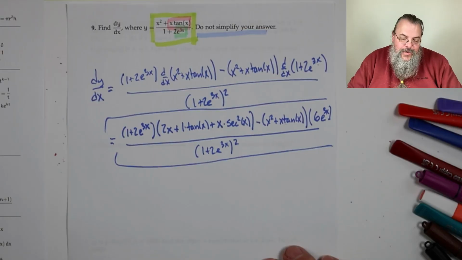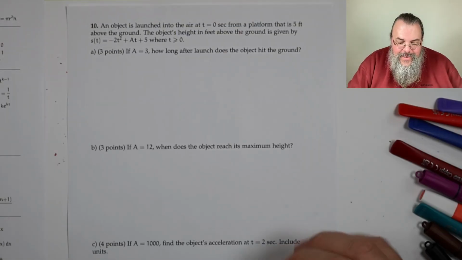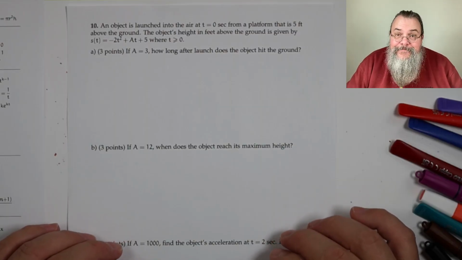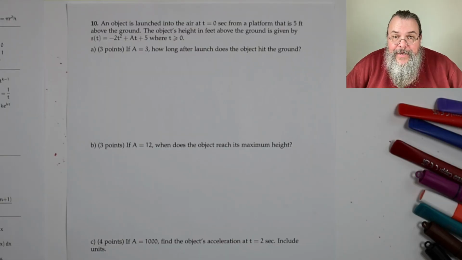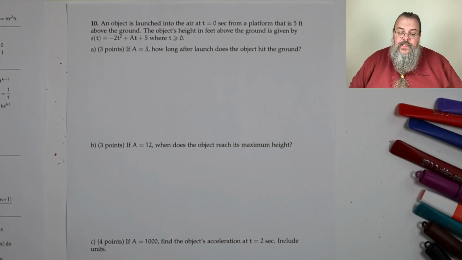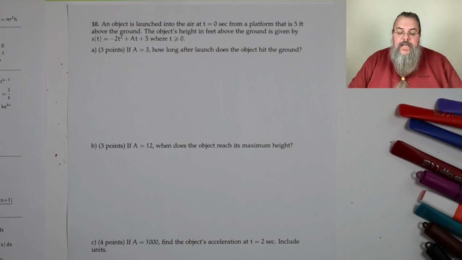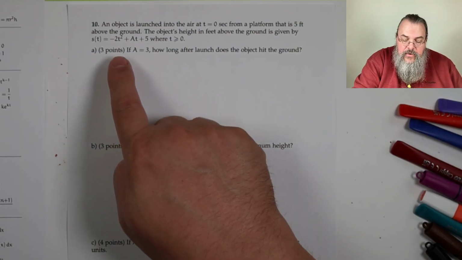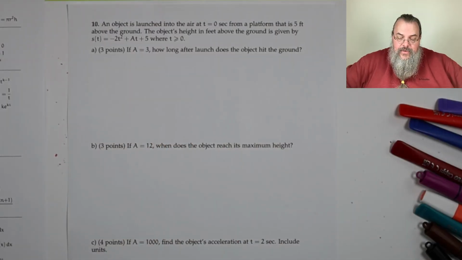All right. We made it through that one. One more to go, and we have plenty of time. So let's enjoy it. So, number 10. An object is launched into the air at t equals 0 sec, I'm going to assume that means seconds, from a platform that is 5 feet, which I'm going to assume means feet, above the ground. The object's height in feet above the ground is given by this formula, s of t equals minus 2t squared plus at plus 5, where t is greater than or equal to 0.